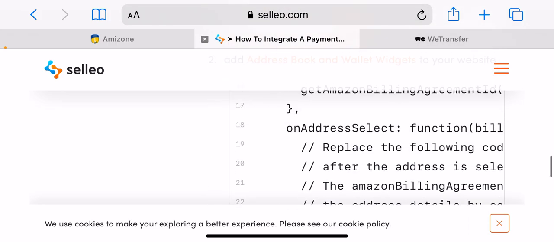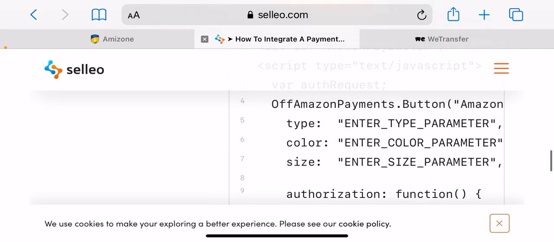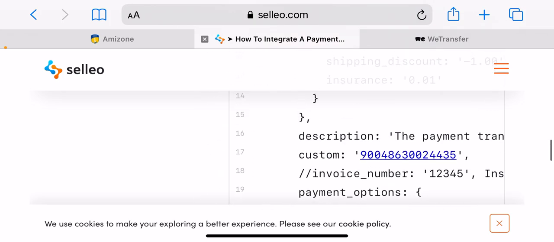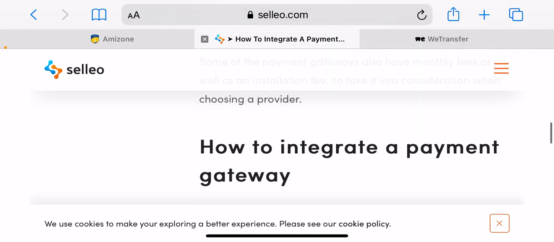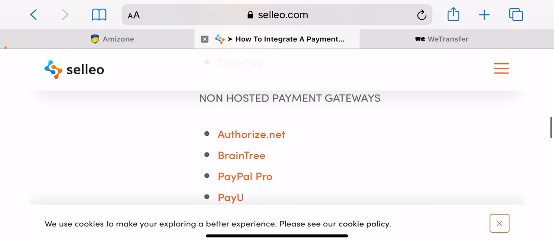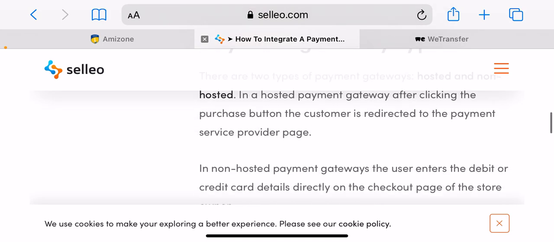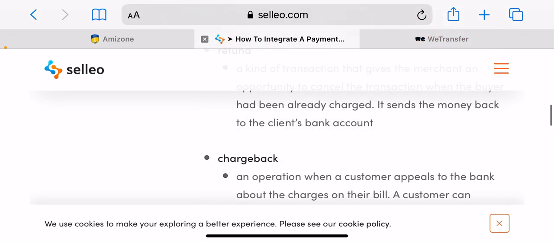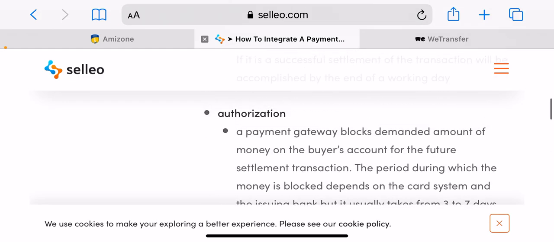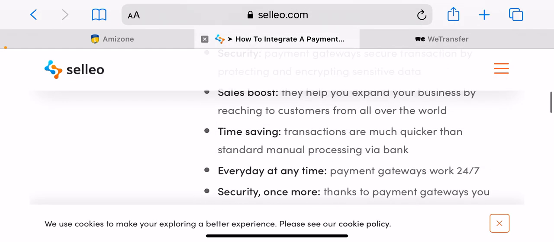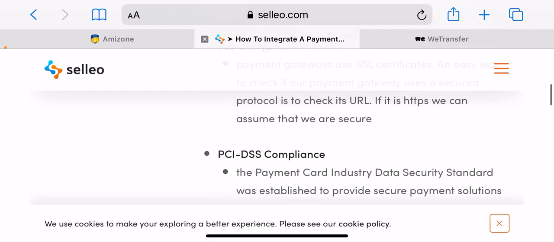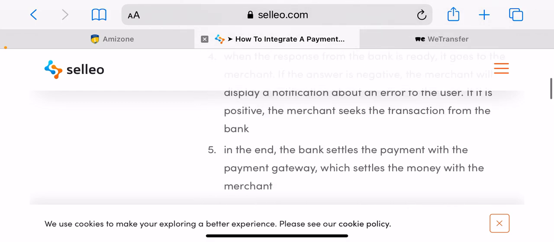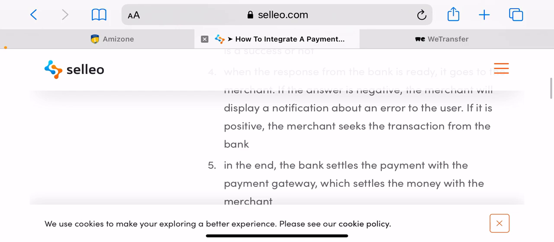Time saving. Transactions are much quicker than standard manual processing via bank. Every day at any time, payment gateways work 24/7. Security, once more. Thanks to payment gateways, you can avoid suspicious transactions by blocking transactions from certain countries or IP addresses. Marketing. They have a positive impact on marketing since you can create an affiliate program with rewards and referral commission from other sites.